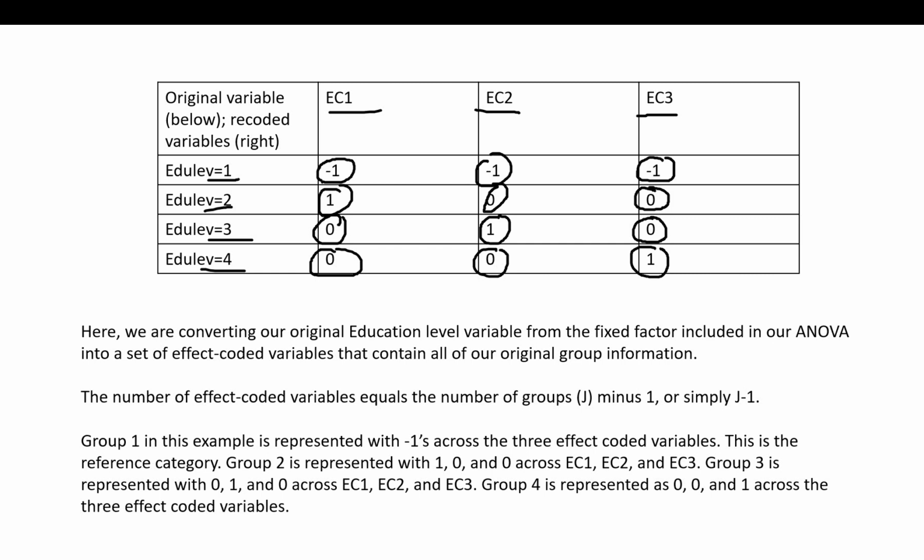Keep in mind that with effect coding, we're using a system of -1s, 0s, and 1s. If we were using dummy coding, we would just be using a system of 0s and 1s to indicate group membership. Let me also note that although we demarcated group 1 as our reference category, this is not a requirement. We could have chosen any group to be our reference category, in which case that category would be coded with -1s across our 3 effect-coded variables.